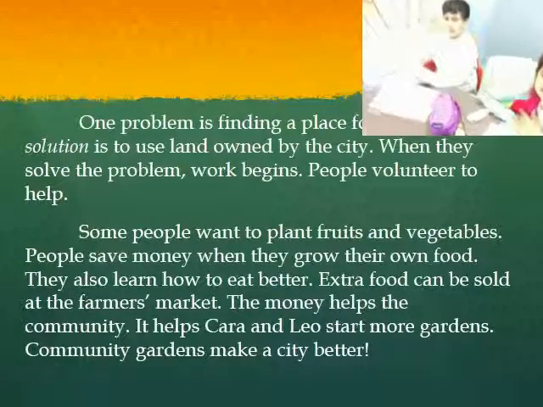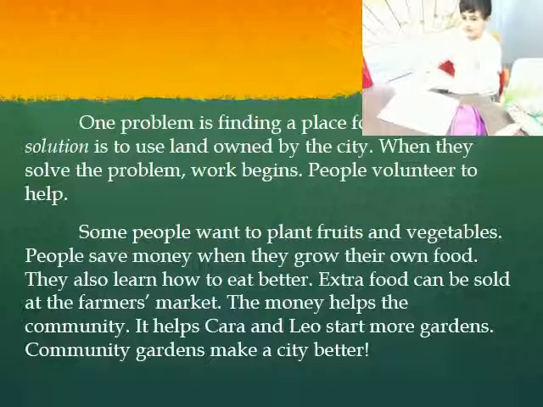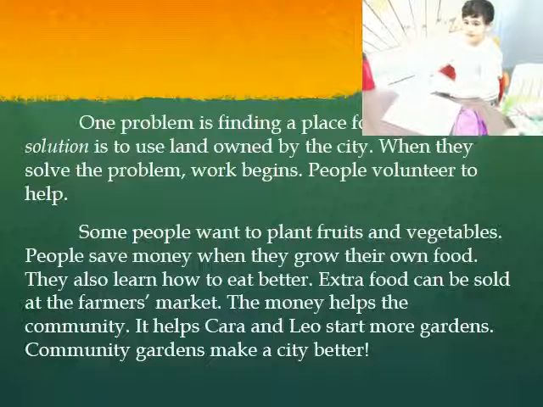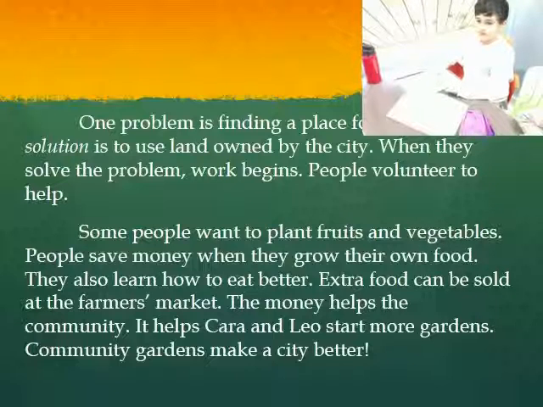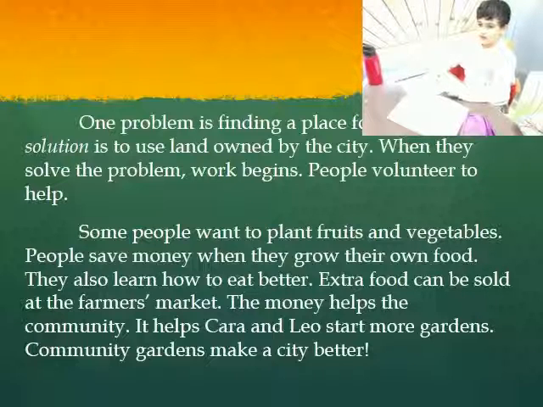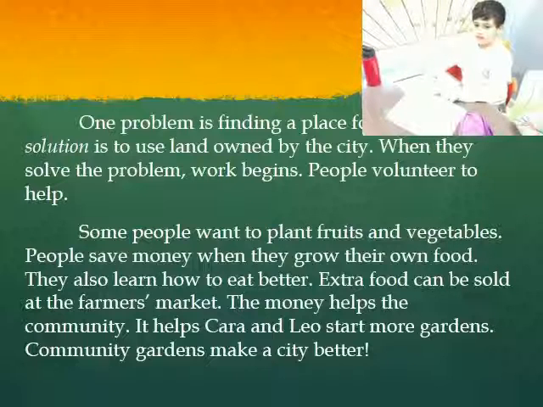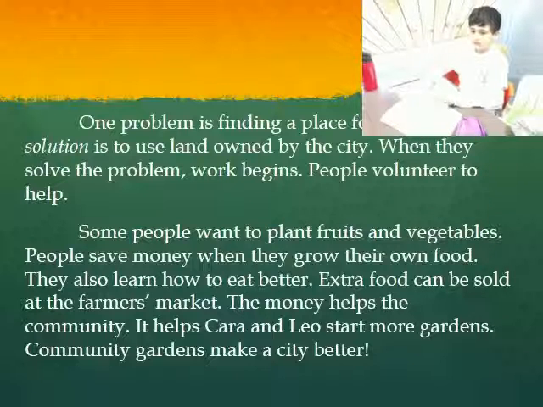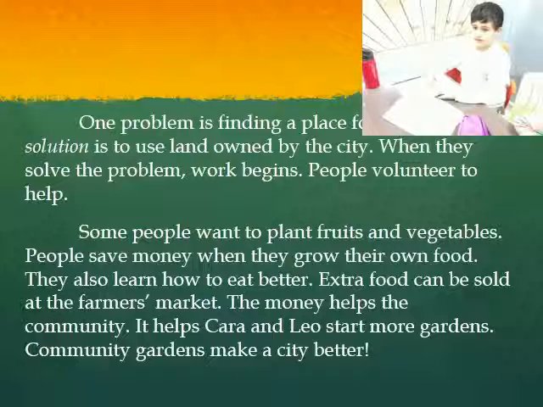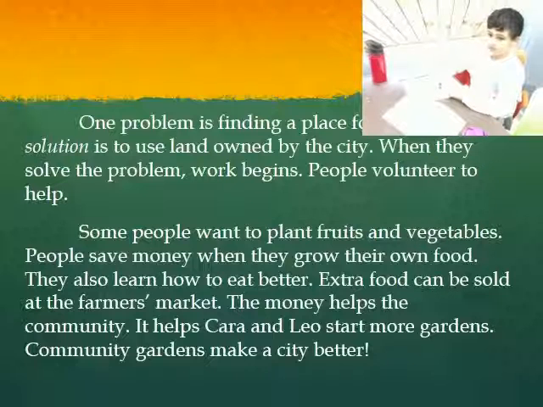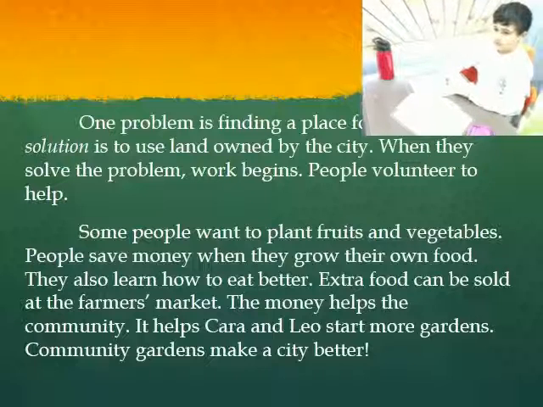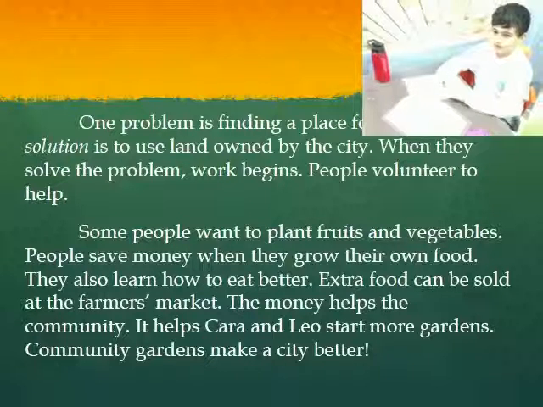Continue, Hassan. One problem Is finding a place for the garden. A solution is use land owned by the city. When they solve the problem, work begins. People Volunteer. to help. Very good.